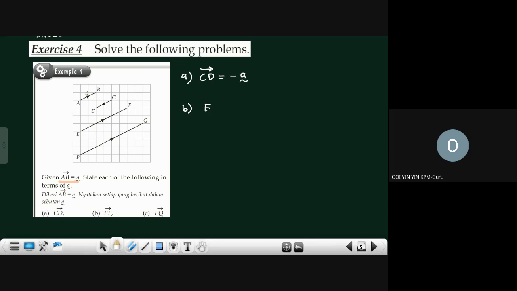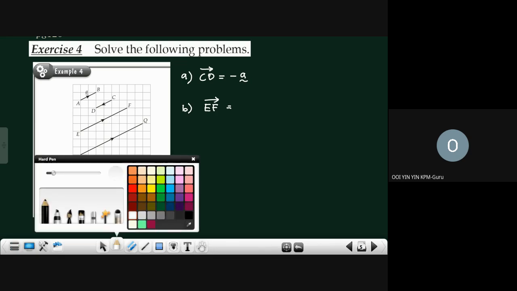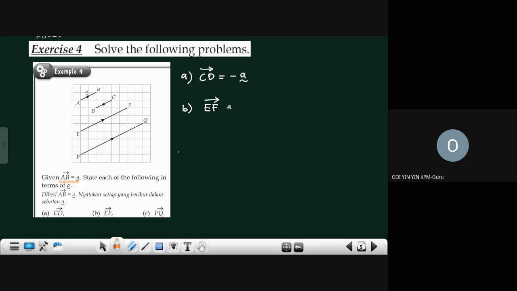Vector EF. Take a look at your EF and then compare with your AB. Now this is how we do it. Your AB, you see here, consider it 1 unit of A. Now we want to count how many of these small units there are in your EF. We count from here to here: 1, then 2, 3.